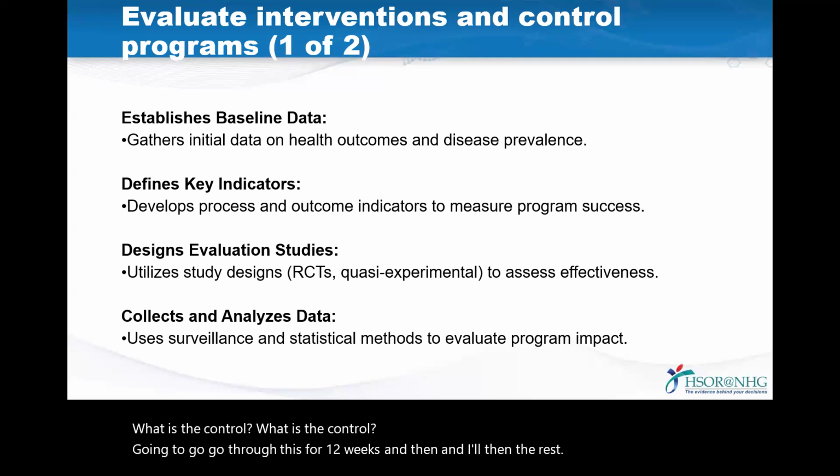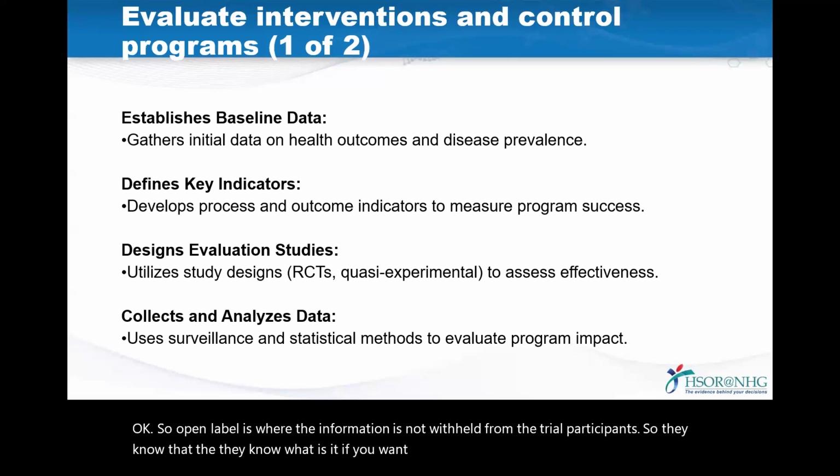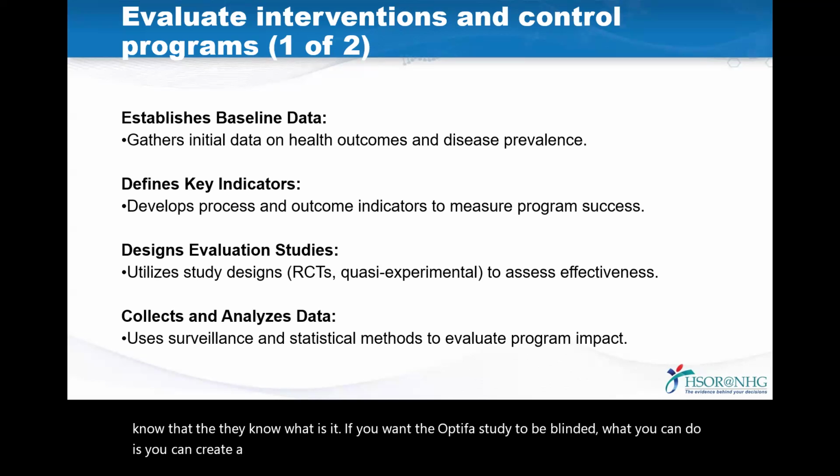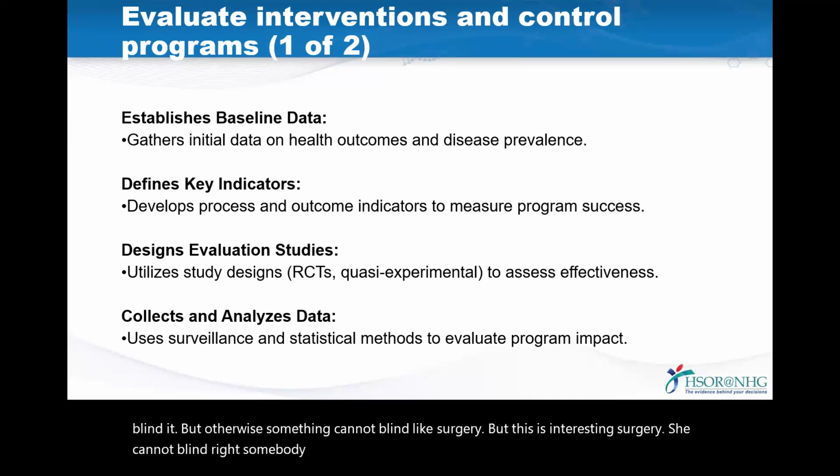Okay, so open label is where the information is not withheld from the trial participants, so they know what it is. If you want the OptiFast study to be blinded, you can create a placebo that tastes and smells like OptiFast, but it's not OptiFast. Then you can blind it. But otherwise, something can be blinded, like surgery. But it's interesting. Surgery should not be blinded, right? Some people got surgery, some people got no surgery. But there are people who did sham surgery.